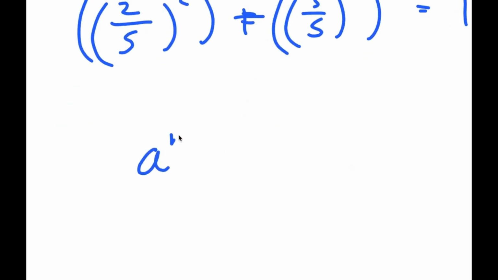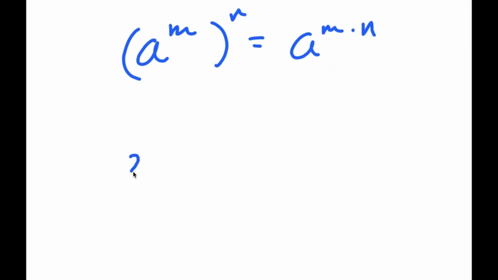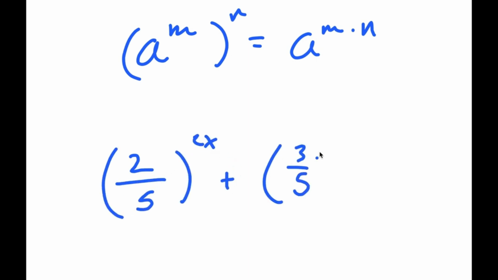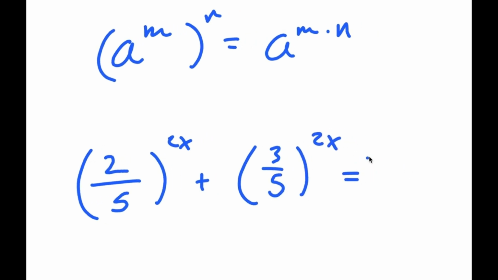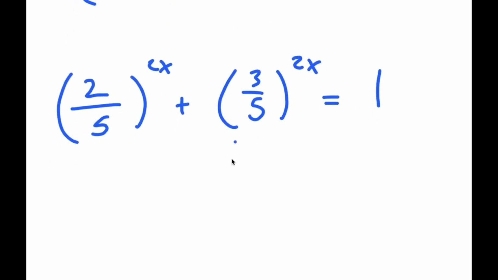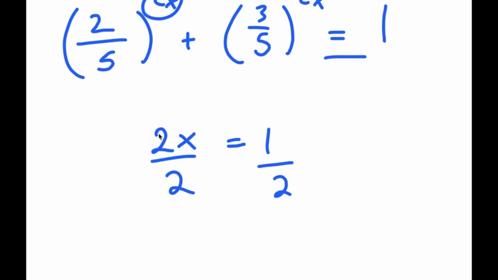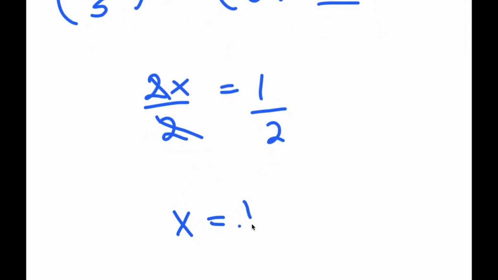From here, if I have something in the form a to the power of m to the power of n, this is equal to a to the power of m times n. So the 2 and x multiply. So I get 2 over 5 to the power of 2x plus 3 over 5 to the power of 2x is equal to 1. And this means that 2x is equal to 1. So now if I divide both sides by 2, I get x is equal to 1/2. So this is my solution.